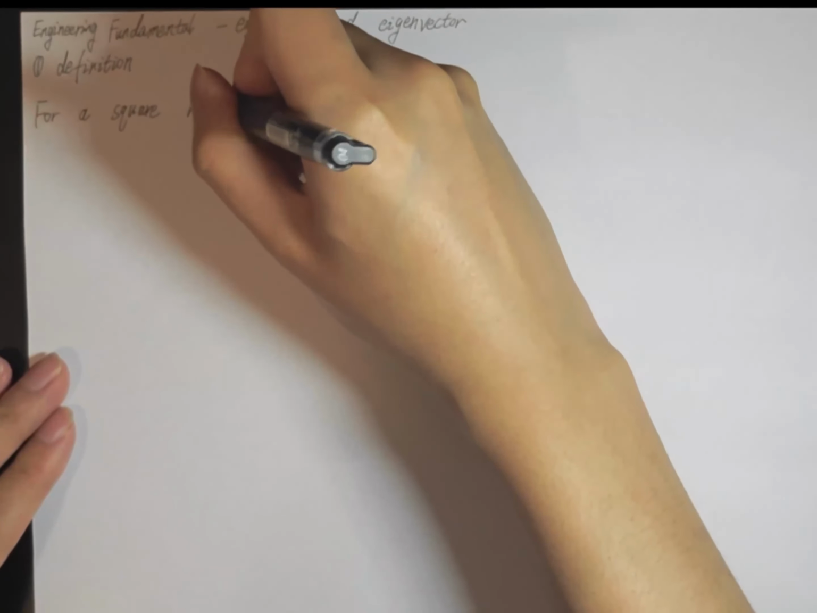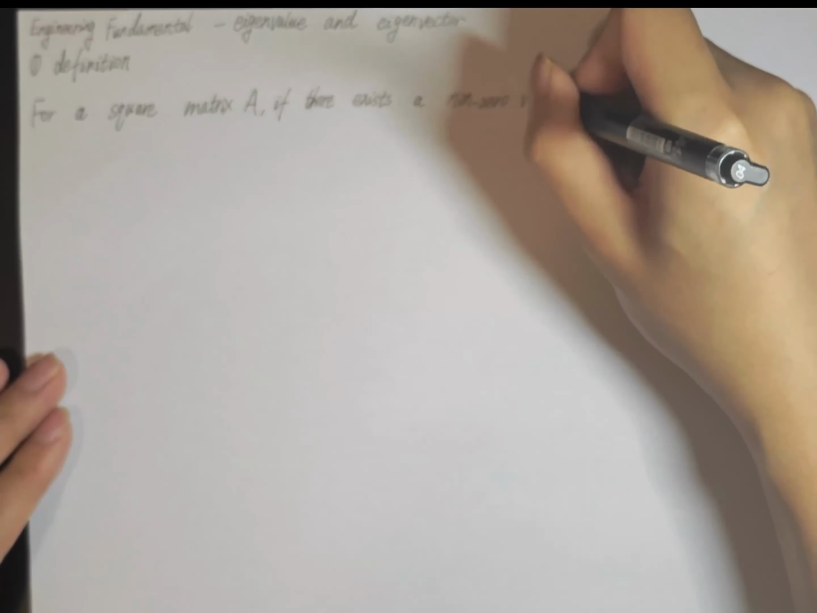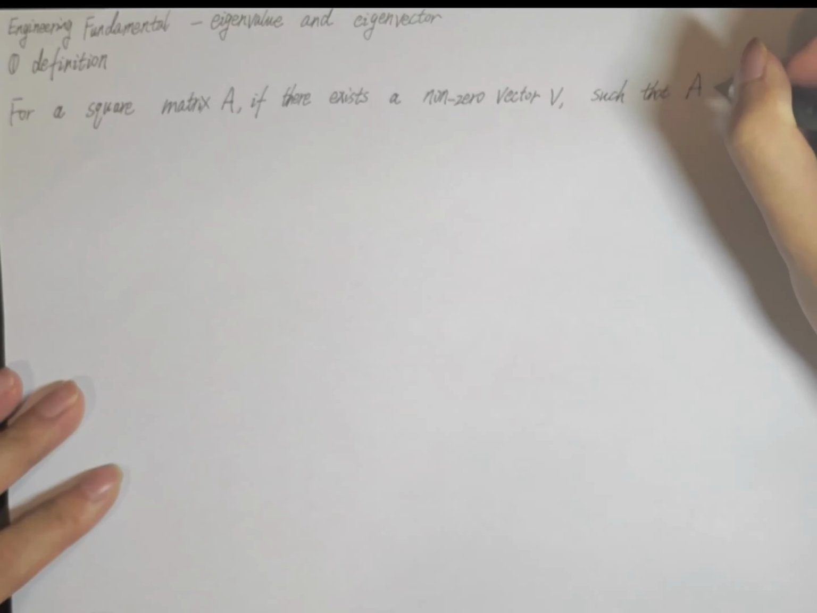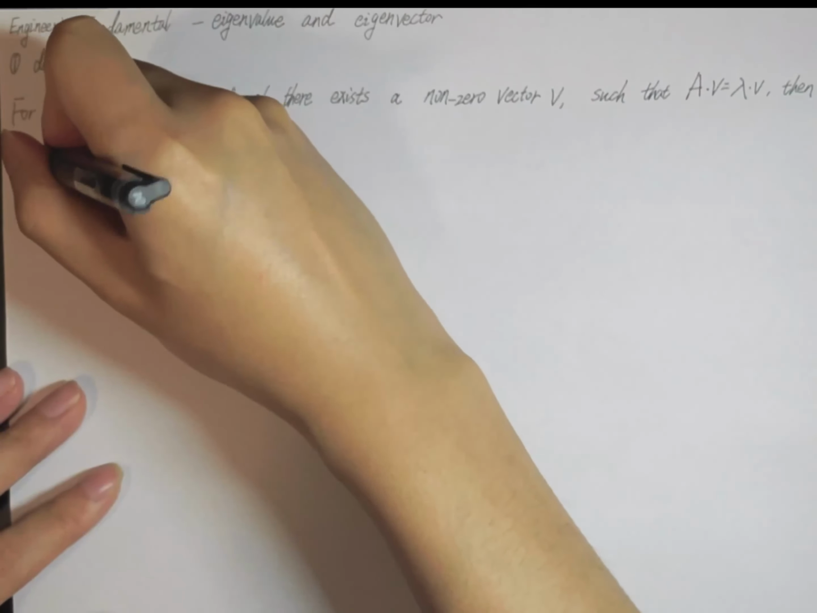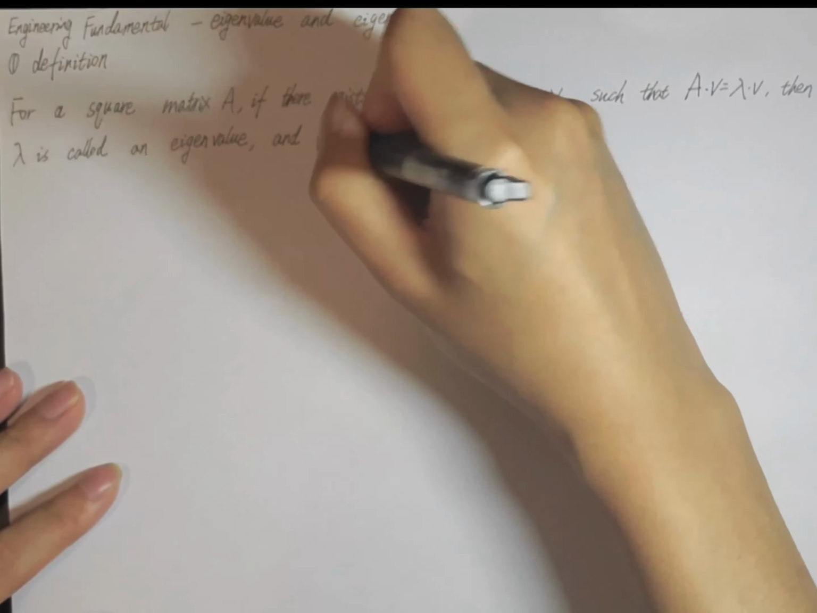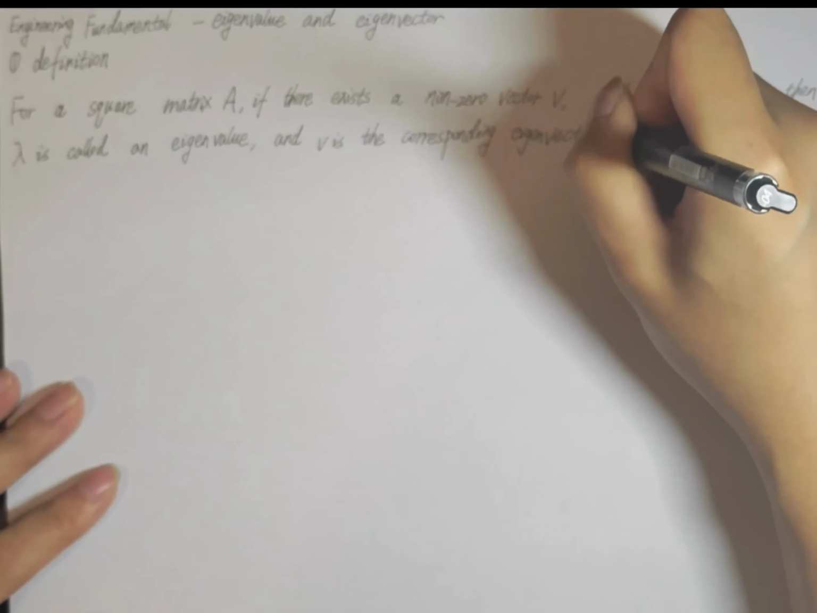Let's consider a square matrix A. If there exists a non-zero vector V such that matrix A multiplied by V equals lambda multiplied by V, then lambda is an eigenvalue and V is the corresponding eigenvector.